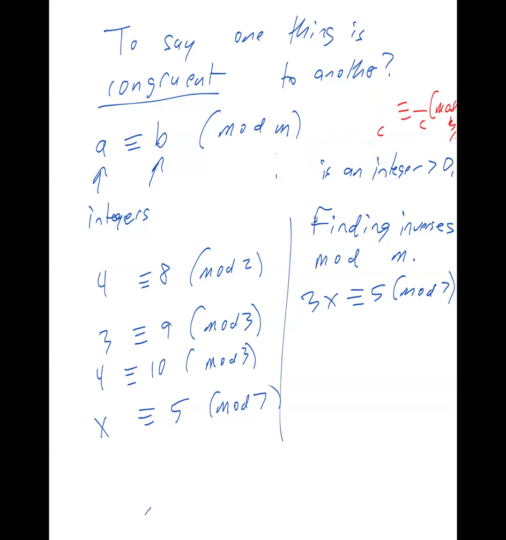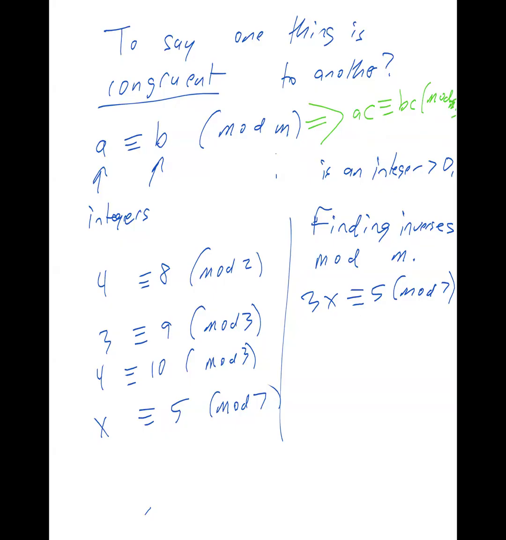If a is congruent to b mod m, that does imply, and now this is a one-way implication, it doesn't go both ways, that a times c is congruent to b times c mod m. That statement is true. So you can multiply by an integer and still get a true congruence. But you can't divide by an integer though.